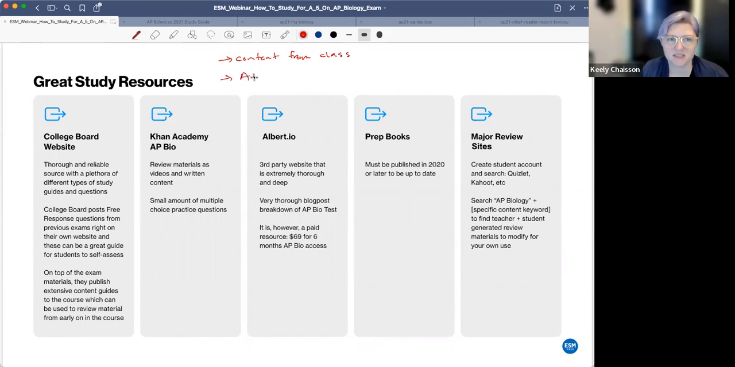Additionally, there is AP Classroom, which is a site you have to have a sign-in for and that your teacher would have to give you access to. No one else can give you access to it, but an actual current AP Bio teacher. And that has a number of practice materials on it.